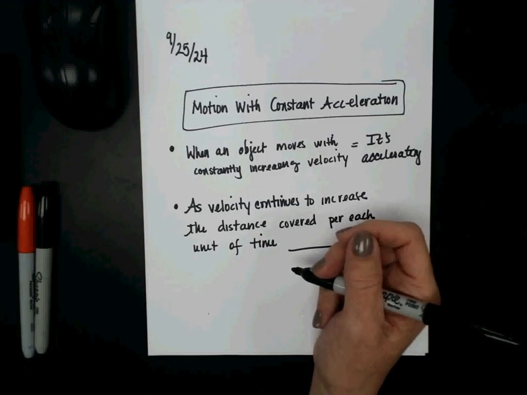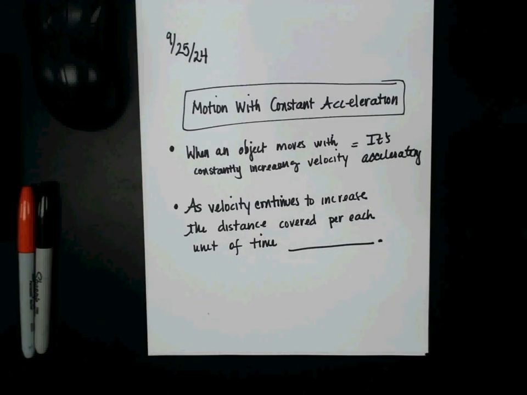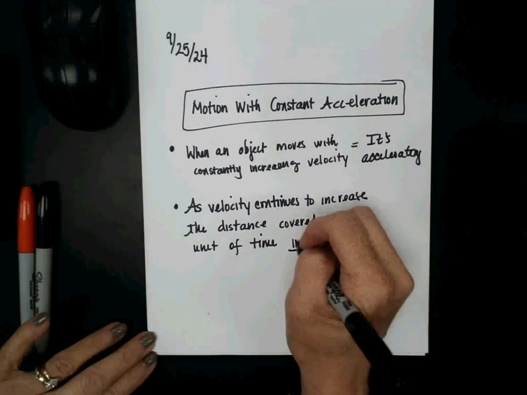I said decrease. So if my velocity is increasing, what is velocity? Meters per second, right? So if that's getting faster and increasing because I'm accelerating, am I going to cover more meters every second or less meters every second? More. So this really should be increases.